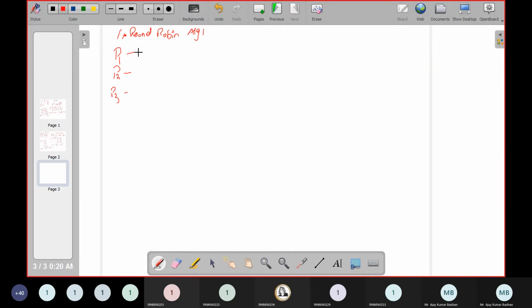So for the process P1, we have 24 milliseconds. For the process P2, we have 3 milliseconds, and 3 milliseconds. And in round robin, you will be given a time slice here. Time slice is nothing but the slots for individual process. So it is something around 4 milliseconds we have taken. 4 milliseconds means every process will get 4 milliseconds of slot, and within that it has to try to complete.